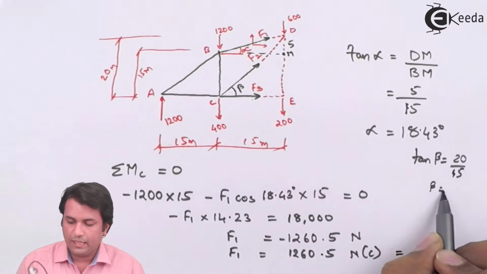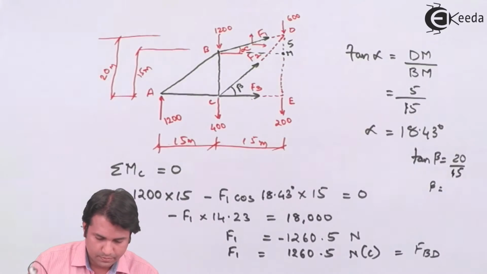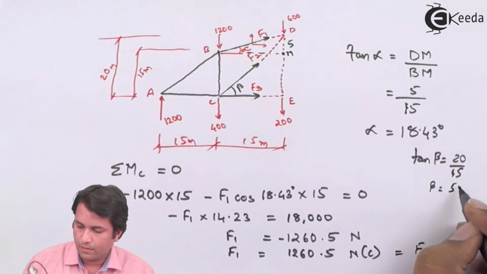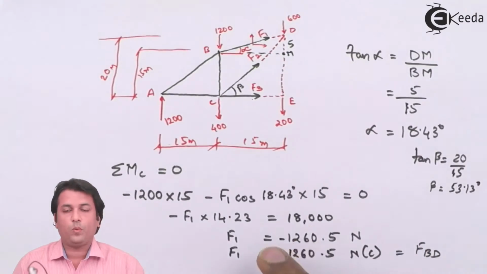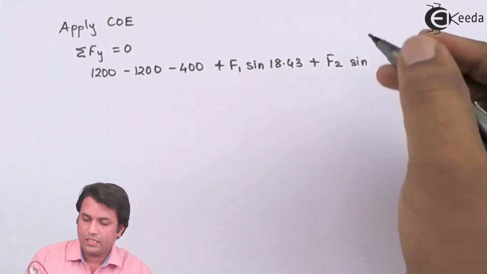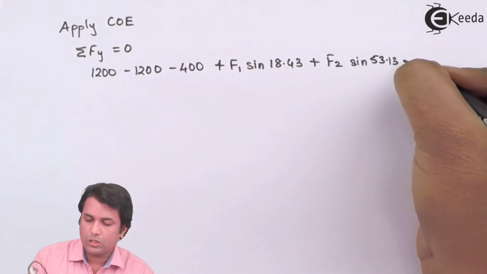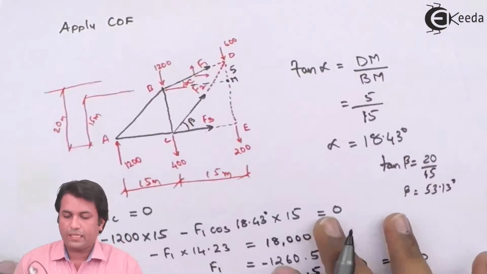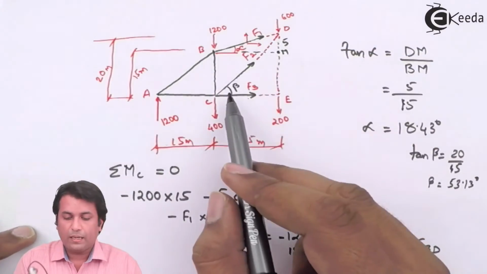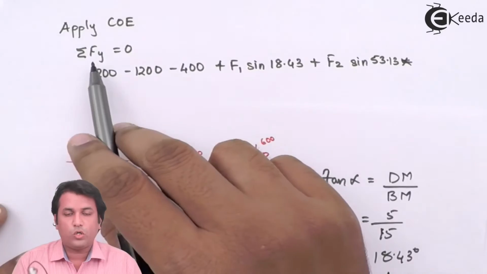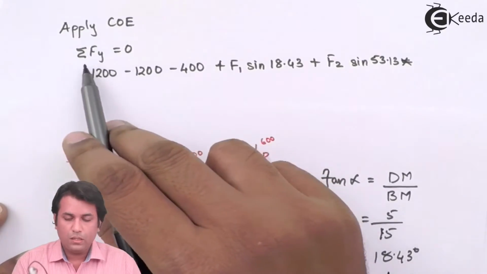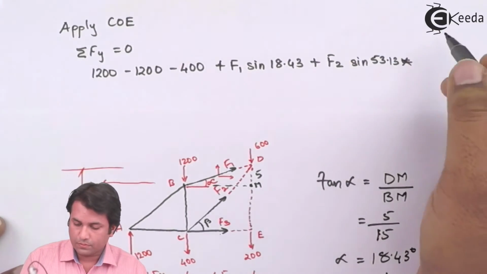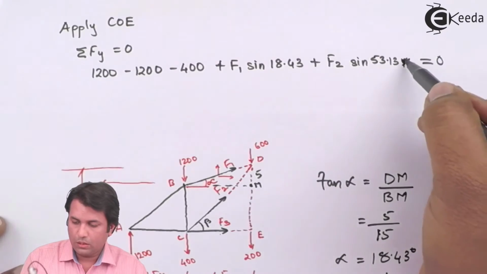I'm getting beta as 53.13 degrees. So I'll just take the sine component. The reason for that is I'm not taking the horizontal direction over here. I have the y direction force. So that is F2 sine 53.13 equal to 0.